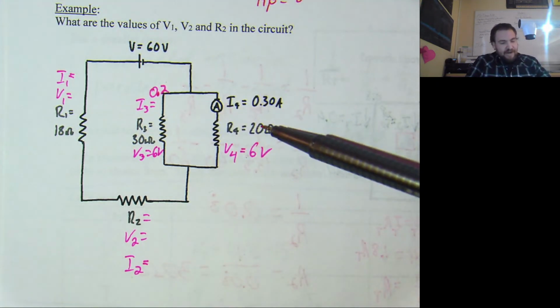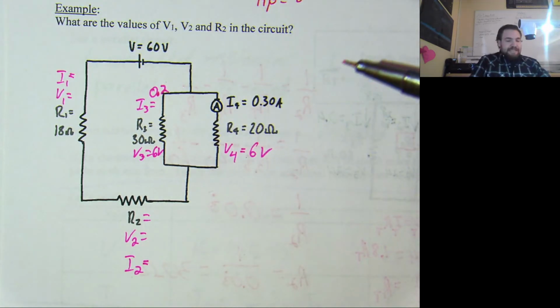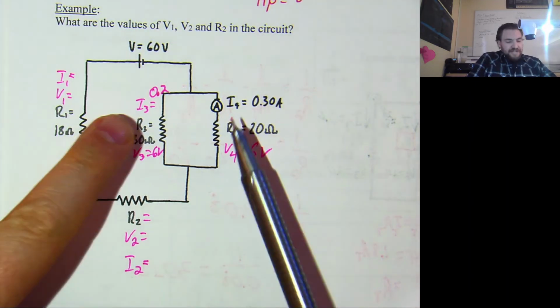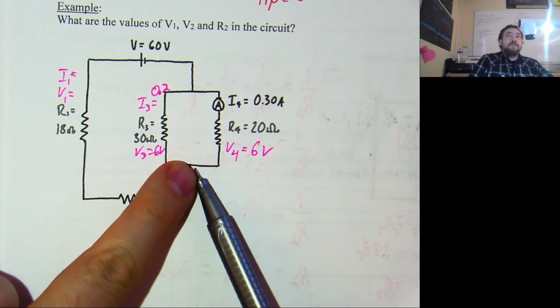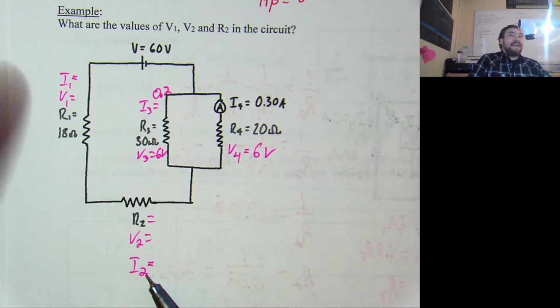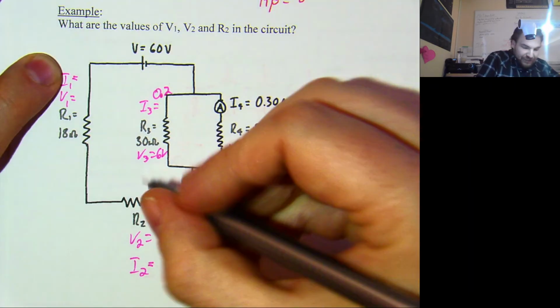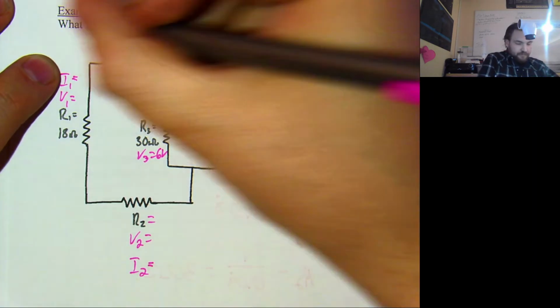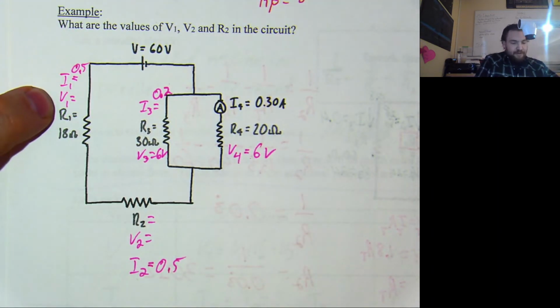So now I know I3 and I know I4, and R3, R4, V3, and V4. What can I find really easily now? What do we know is going to happen to these two currents? They're going to combine. They're going to add together to give us this current and which other current? That guy. So I2 and I1 are both going to be 0.5, which means V1 is going to be what?